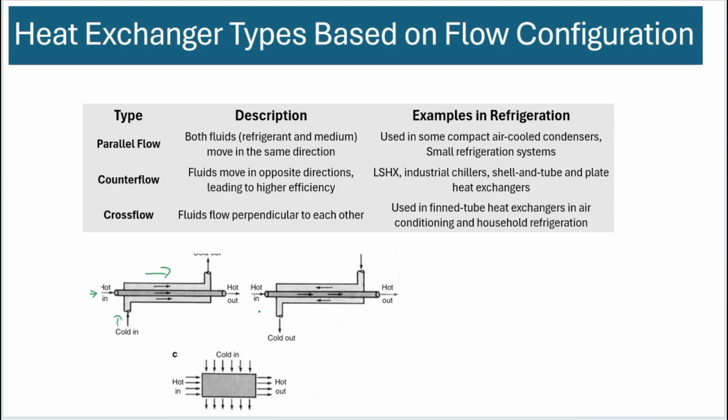The opposite of that, when the hot fluid is going in one direction and the cold fluid is going in another direction, completely counter to each other, is called counterflow. And crossflow is when fluids are perpendicular to each other. So one is going left to right, the other is going top to bottom. Parallel flow is not the most efficient. It's used in some compact air-cooled condensers and small refrigerant systems. That is the least common type. Okay, parallel flow.